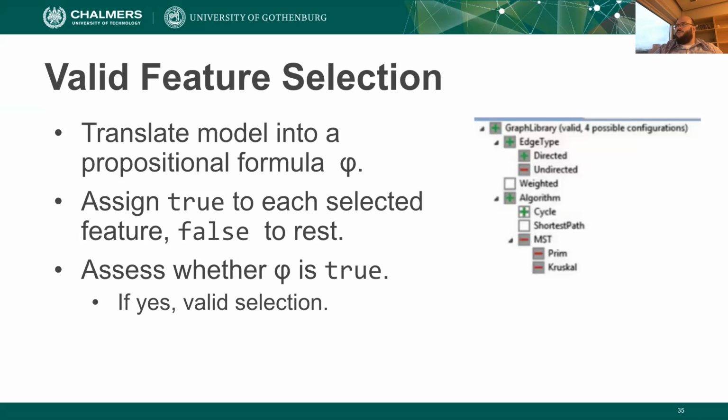And you see here a fairly blurry screenshot from FeatureIDE, right? As features have started to be selected, it marks down which ones are no longer available. For instance, if we choose directed edges, we can't choose undirected edges as well, which in turn means we can't choose that minimum spanning tree algorithm because that requires undirected and weighted edges.